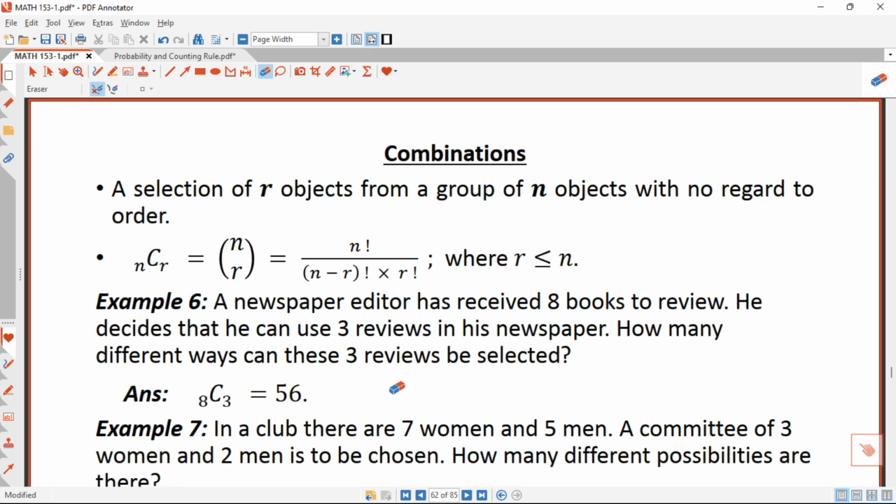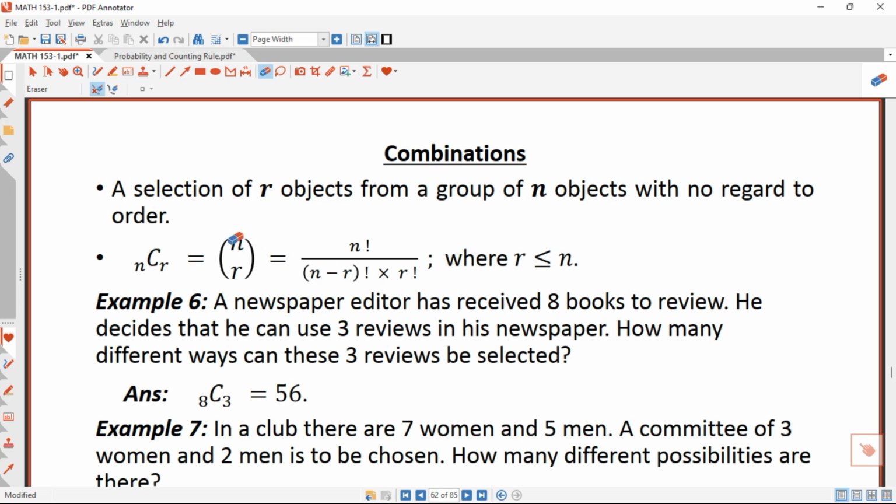So let's go into the combination rule, right? For the combination rule, it says a selection of r objects from a group of n objects with no regard to order. So here you have n combination r, which can be written in this form.